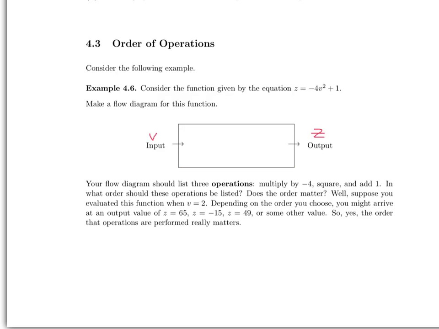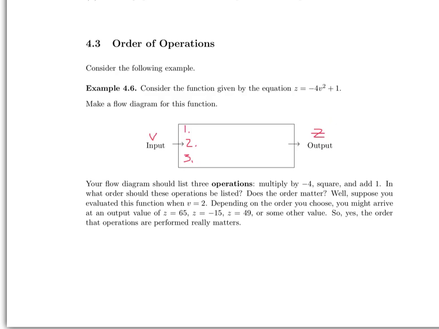Okay, your flow diagram should have listed 3 operations. The 3 operations are multiplying by negative 4, squaring, and adding 1. Those are the 3 operations that are needed to be performed in order to produce the outputs of this function. What order did you list these operations in?